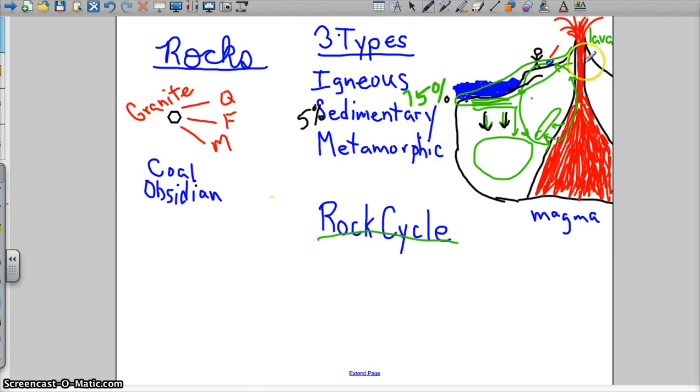And all the stuff that ends up on the surface, say you have a whole lot of volcanic eruptions, all this igneous rock eventually will turn into sedimentary rock when the sediments end up falling on top of it. So that's just how it's going to be. It's not going to change.